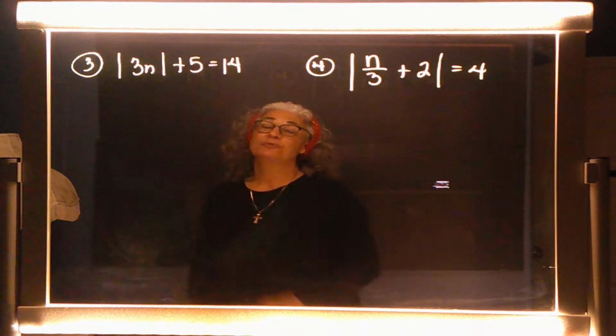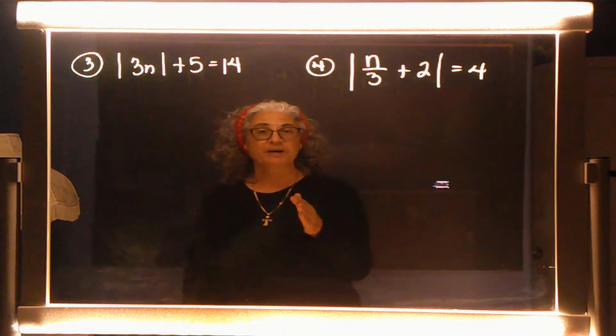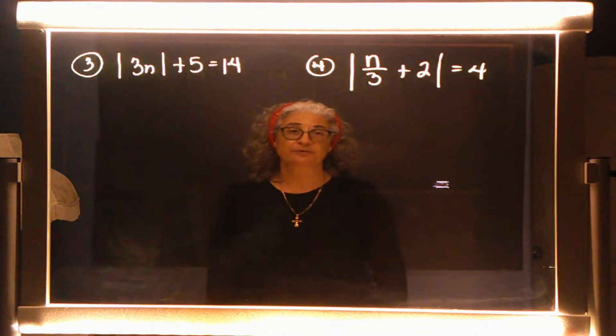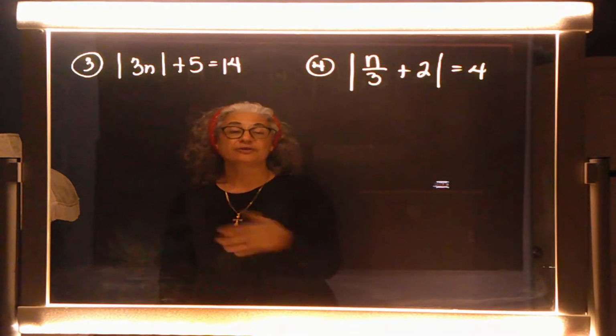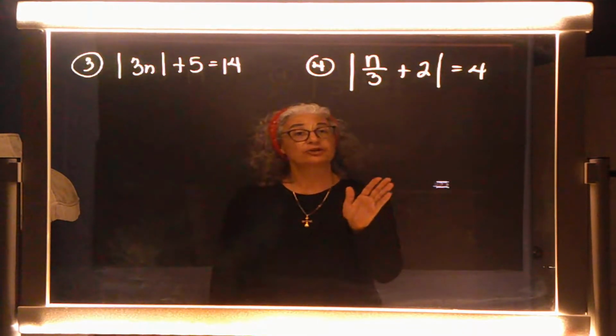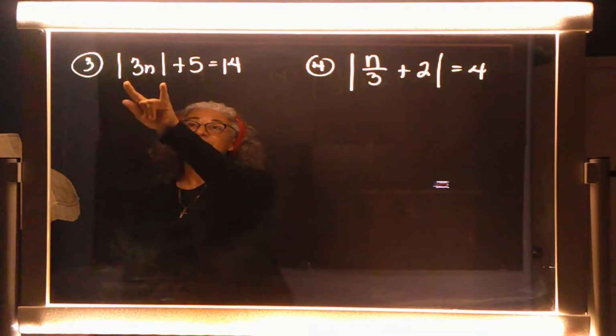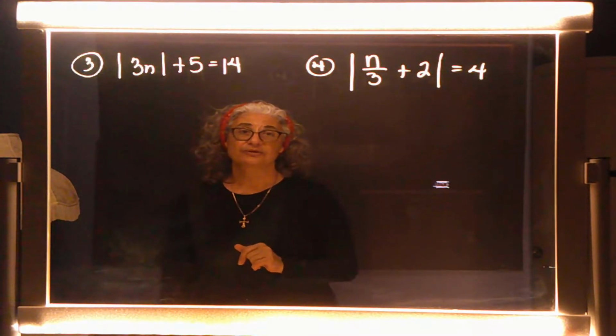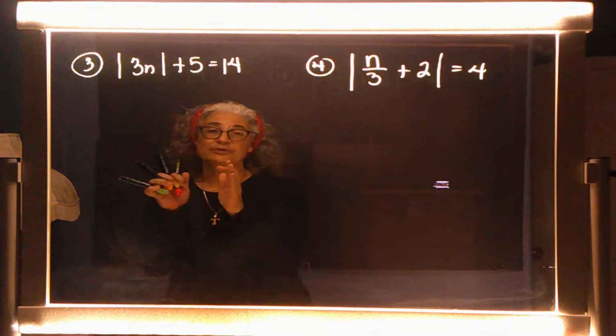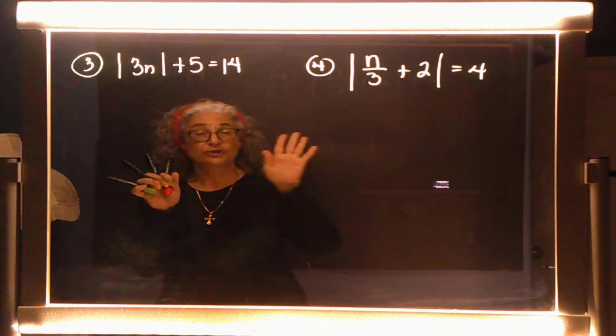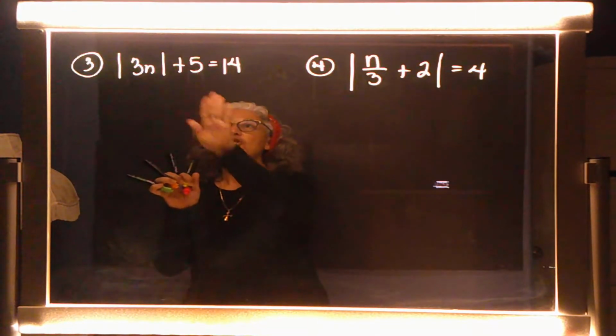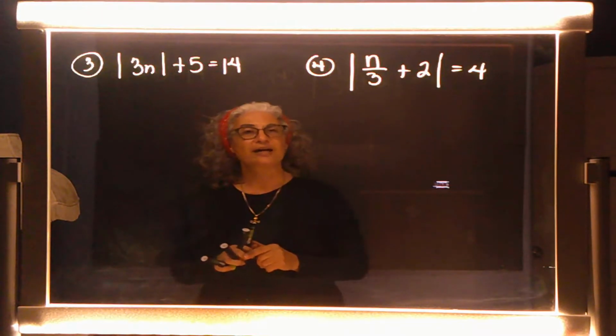Okay, so let's look at problem number 3. So keep in mind on problem number 3, what are we solving for? Good, we're solving for n. So I need to get everything away from the n, correct? Well, do you notice the n is in absolute values? So everything that's not in the absolute value needs to move over. Do you agree? Okay, so that 5 is not in the absolute value, is it?